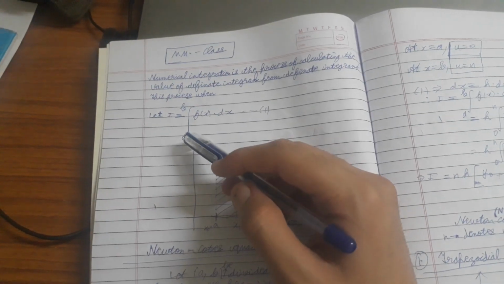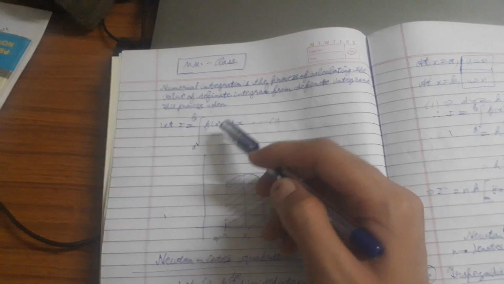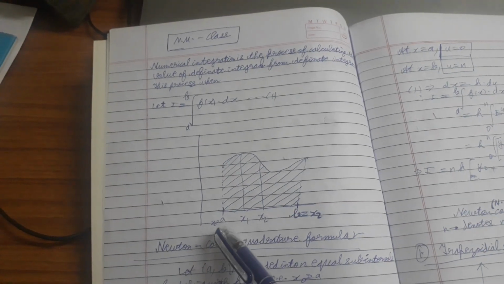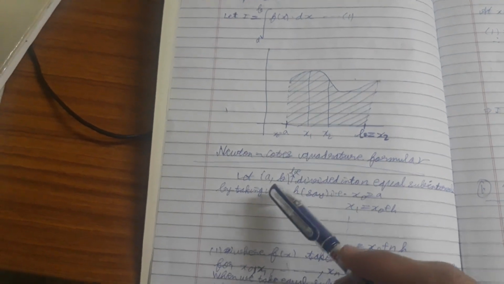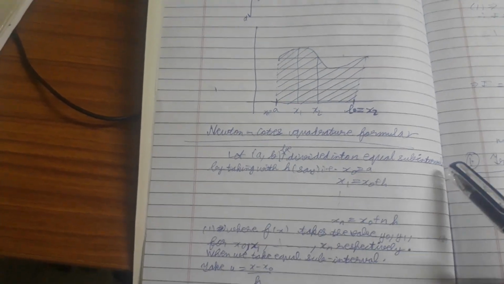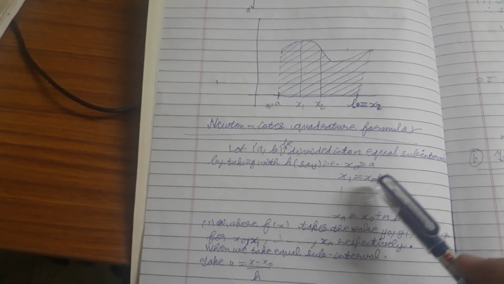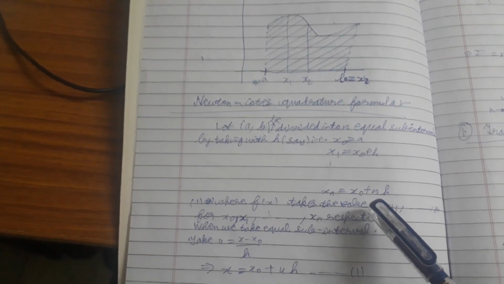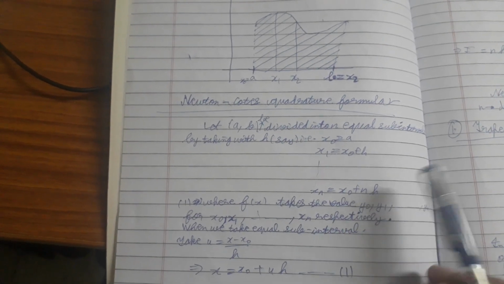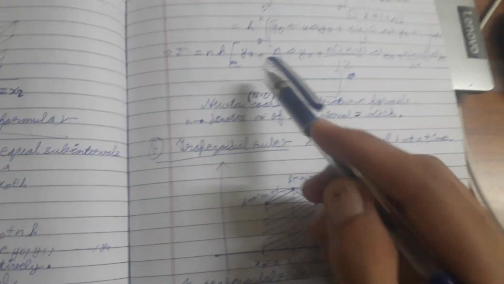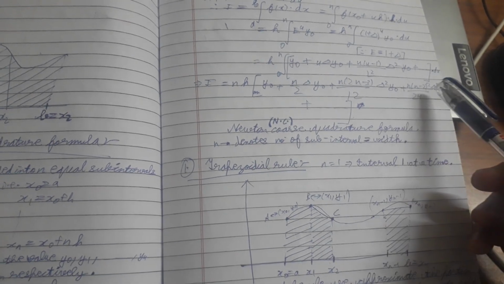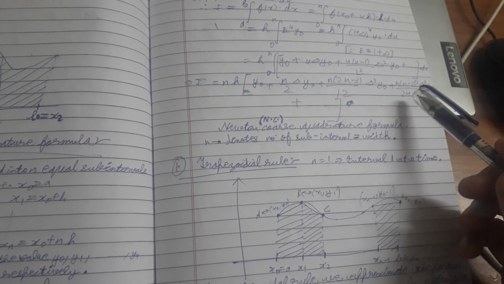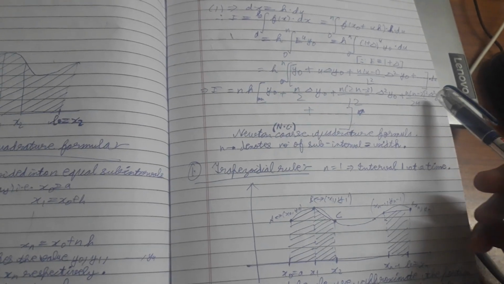I is equal to the integration from a to b of function x dx. Then x naught is equal to a, x1, x2, and b is equal to x2. Newton-Cotes quadrature formula: let a, b be divided into n equal subintervals by taking h, say x naught is equal to a, x1 is equal to x naught plus h, and so on, xn is equal to x naught plus nh. Then I is equal to nh into [y naught plus n/2 delta y naught plus n(2n minus 3)/12 delta square y naught plus n(n minus 2) whole square over 24 delta cube y naught plus and so on].